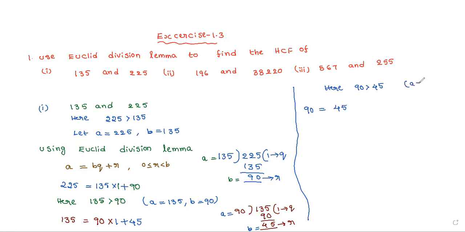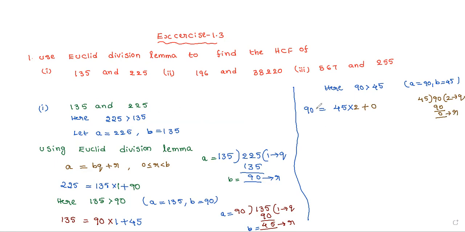Here a value 90, b value 45. What about the quotient? Division of 90 by 45, 45 twos are 90. So the remainder is 0. This is the quotient value, substitute, plus remainder value 0. Here the remainder is 0. We'll stop the process. Remainder is 0 and divisor is 45.